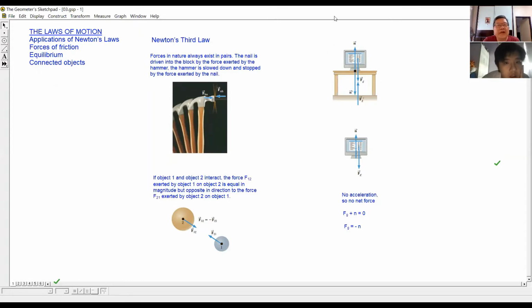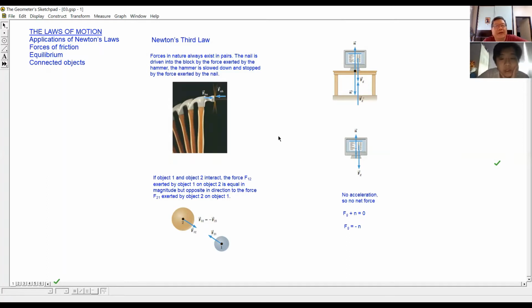Can you read this Newton's third law? Forces in nature always exist in pairs. The nail is driven into the block by the force exerted by the hammer. The hammer is slowed down and stopped by the force exerted by the nail. If object 1 and object 2 interact, the force F12 exerted by object 1 on object 2 is equal in magnitude but opposite in direction to the force F21 exerted by object 2 on object 1.